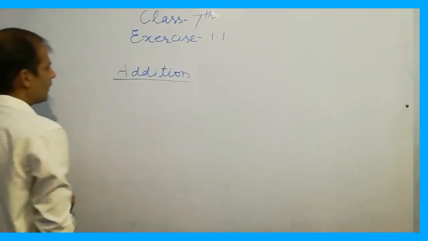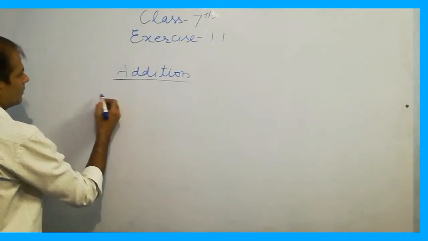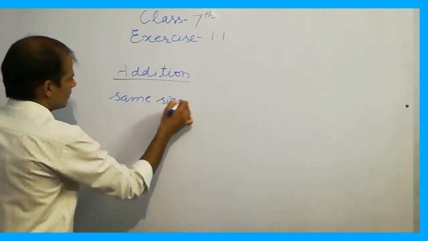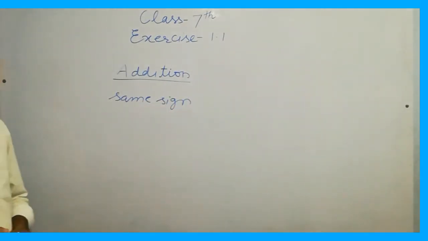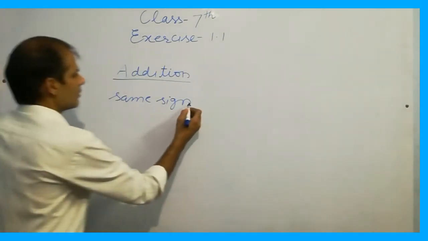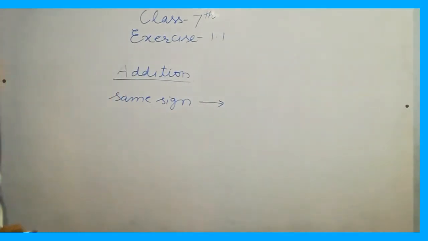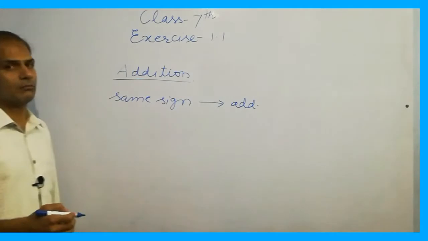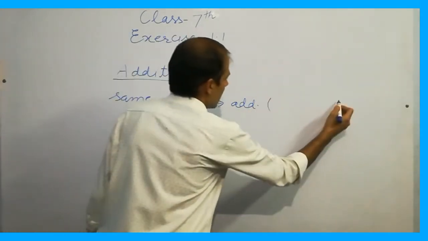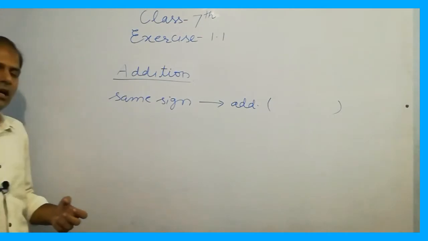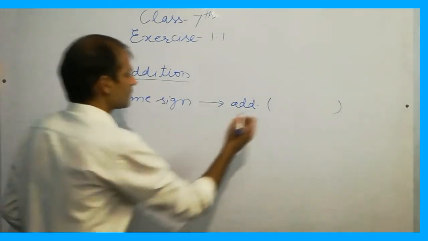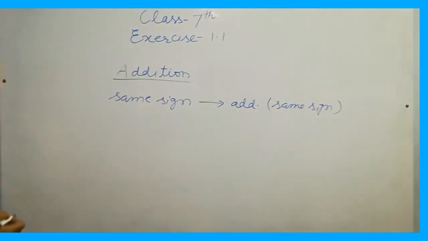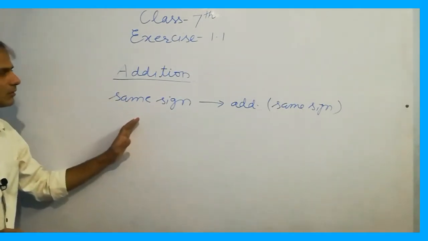So if it is given that you have to add numbers with the same sign, means you want to add 2 or 3 numbers with the same sign, then you will do addition. You will add those numbers, and the sign of your answer, either positive or negative, will be the same sign. Now I give you a few examples regarding this point.